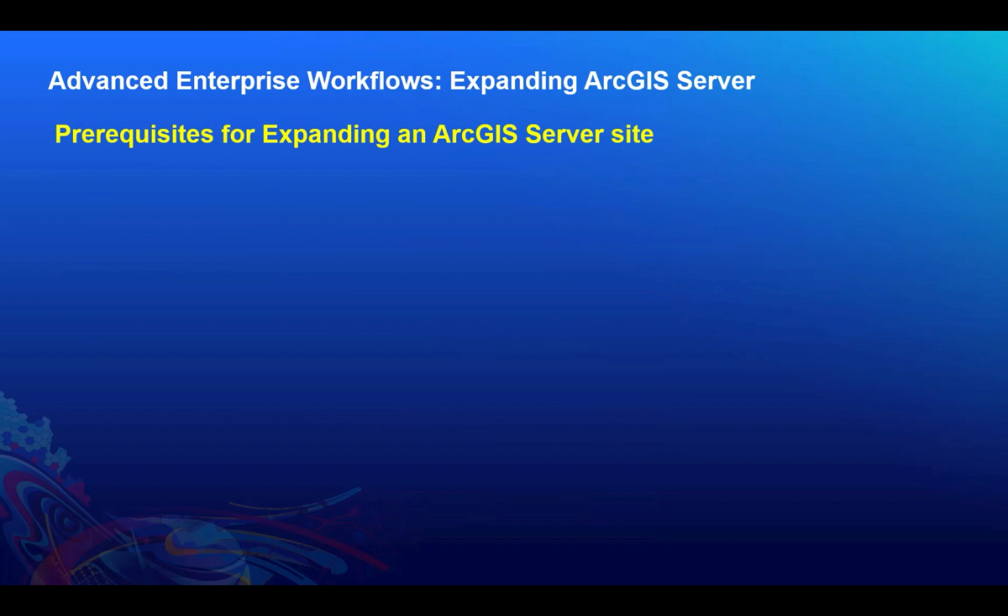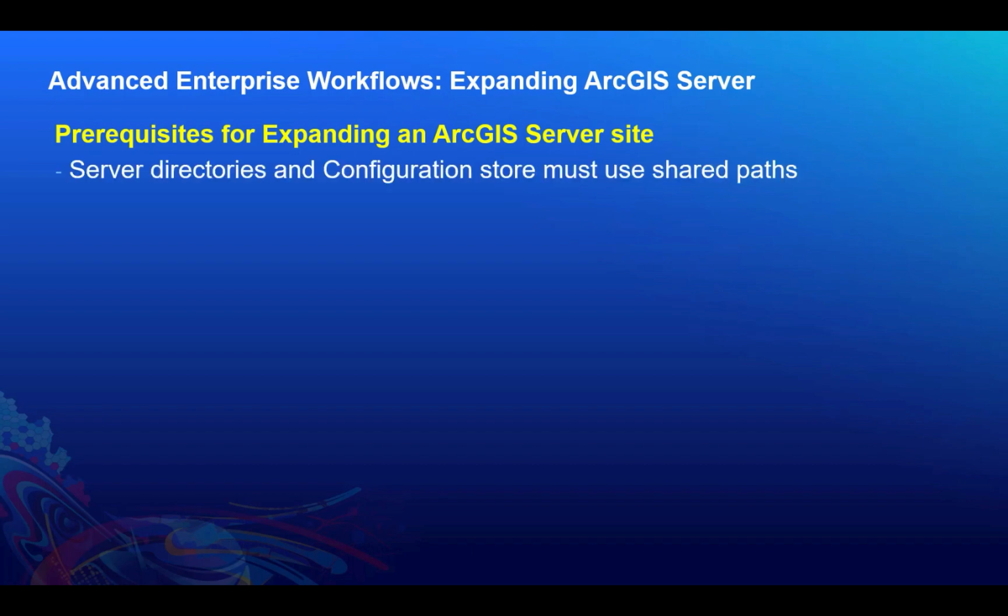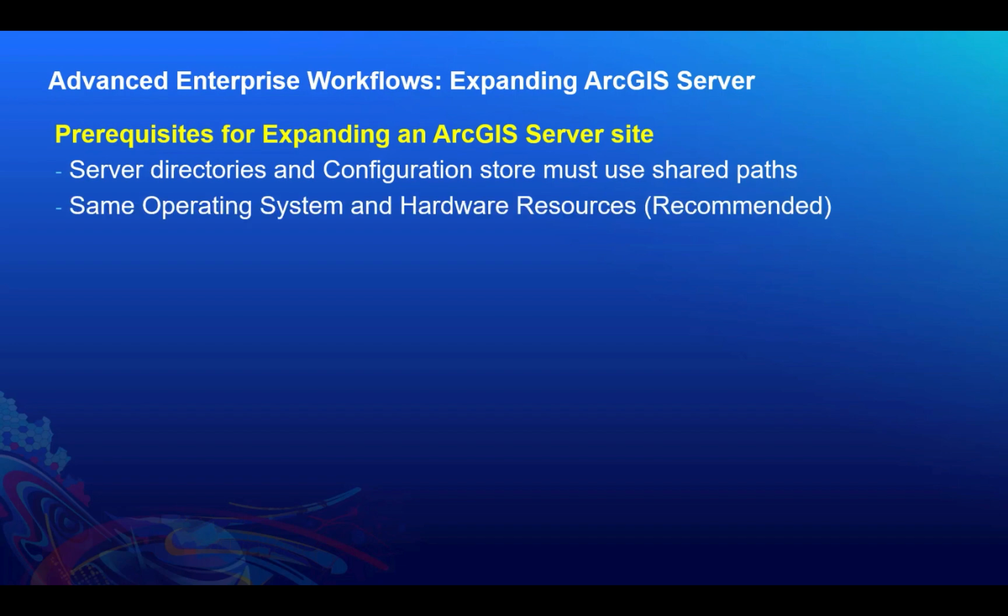Then how do you prepare to add more machines to your ArcGIS Server site? There are some prerequisites that need to be met before you add additional machines. You may have used a local file path on premise to create a single machine ArcGIS Server site. When scaling to more machines, you want to move to a shared location for your configuration store and server directories. So you will need to edit those paths to a shared directory. And all services that you publish will be duplicated on all machines in your ArcGIS Server site.